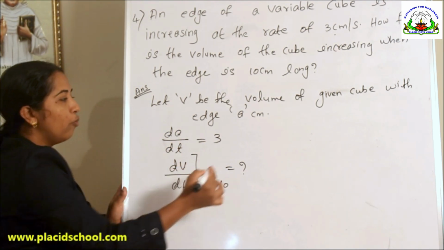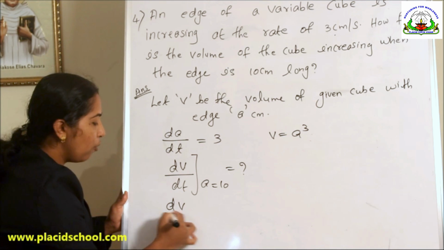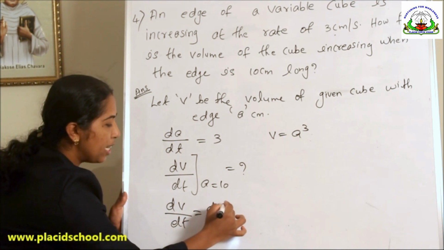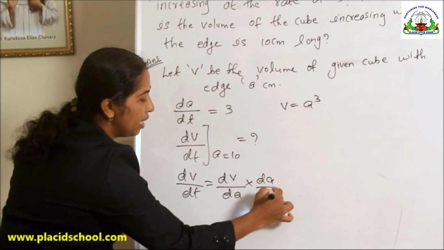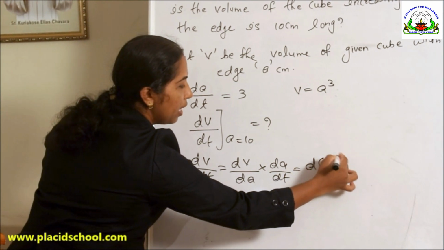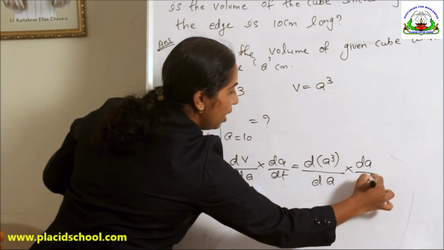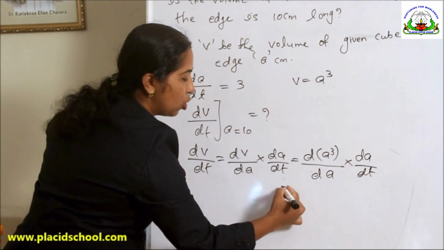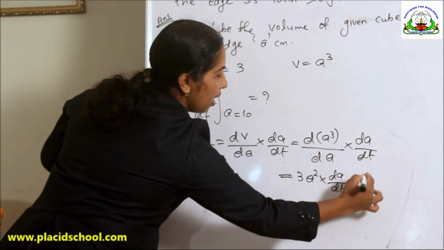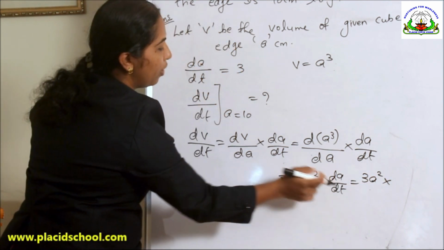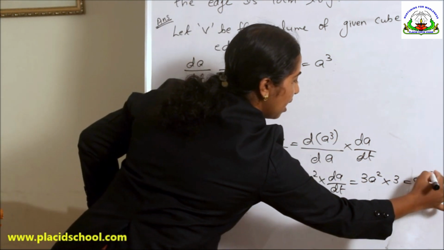Now, volume of a cube is given by the formula a cube. So, dV by dt is derivative of V with respect to a into da by dt. Substituting for V, derivative of a cube with respect to edge a into da by dt. Differentiating a cube with respect to a, we are getting 3a square into da by dt. This is 3a square into, instead of da by dt, from the given condition you can substitute this 3. So this is 9a square.